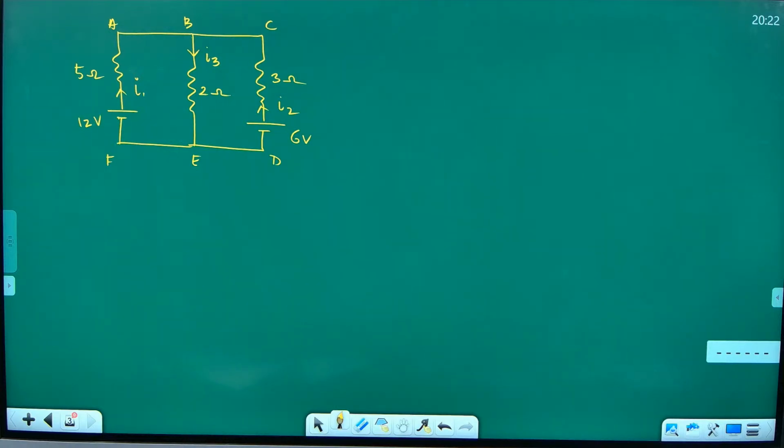B, C, D, E, B you took, right? When you move from C to D, it is minus 3I2, but you have taken plus 3I2.